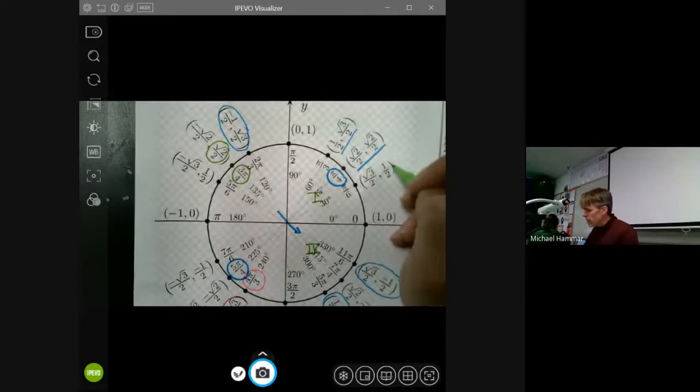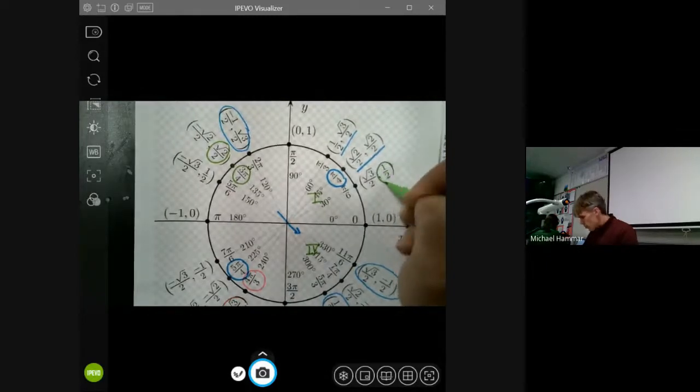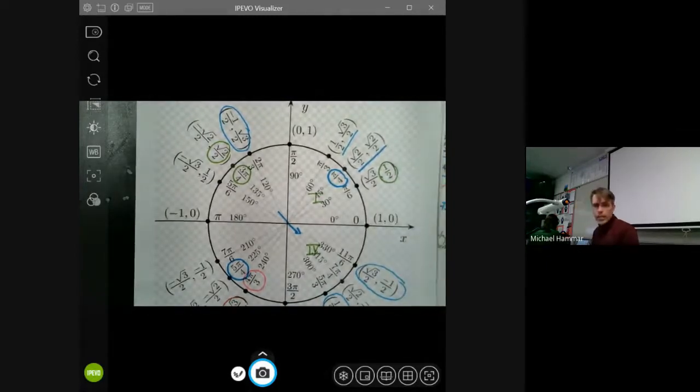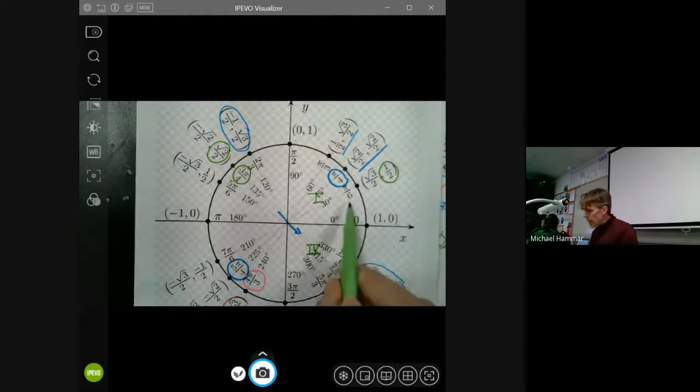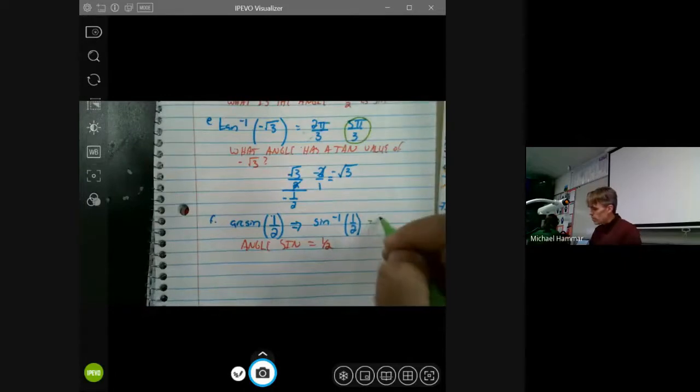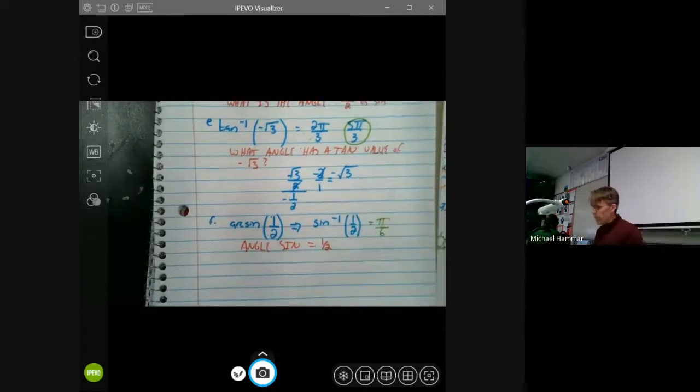Sine is equal to 1/2 in quadrant 1 at pi over 6. Okay, so arc sine of 1/2 is pi over 6. So this is how we go about solving these types of problems.